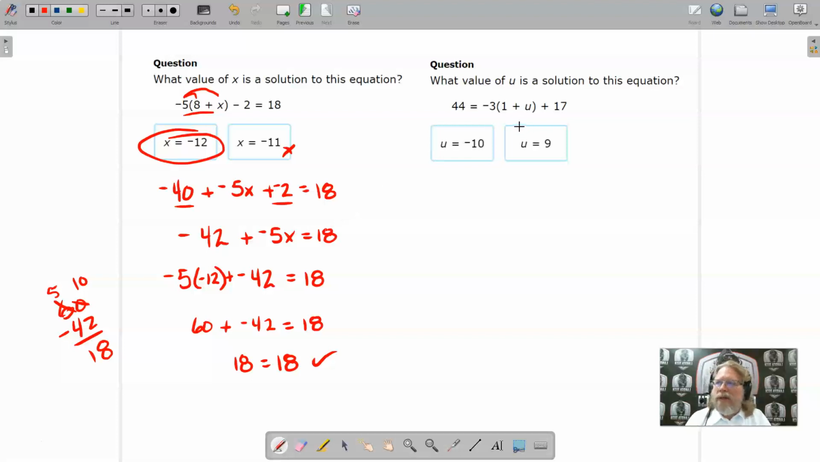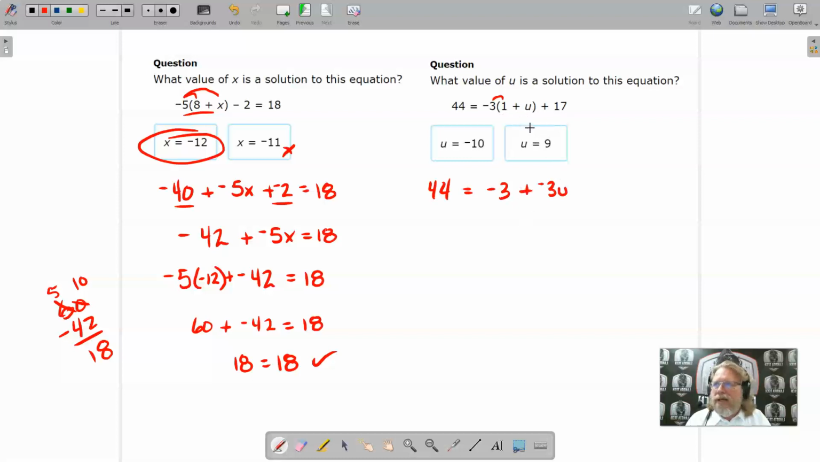For the last one here, we have to do this distributive property. So let's go ahead and do that. We got 44 equals negative 3 times positive 1. Well, negative times positive is negative. Anything times 1 is itself, so that's going to be negative 3. And negative 3 times u is going to be a negative 3u. Let's make that a plus negative 3u. Just made that quick change there.